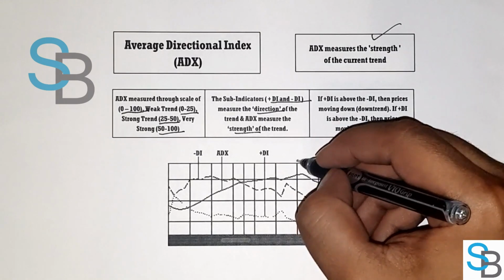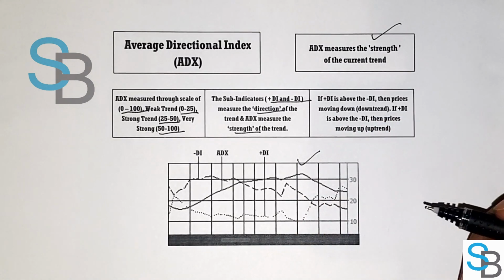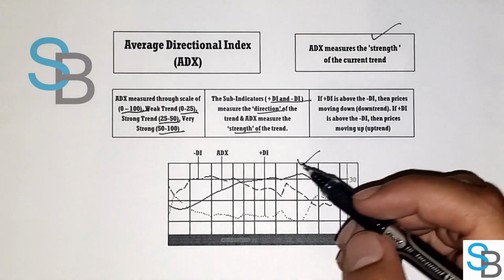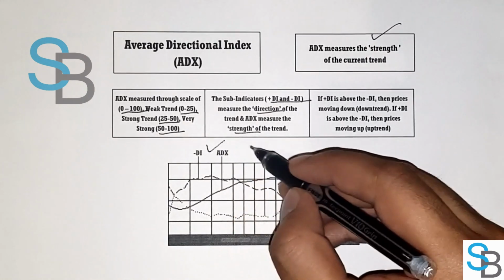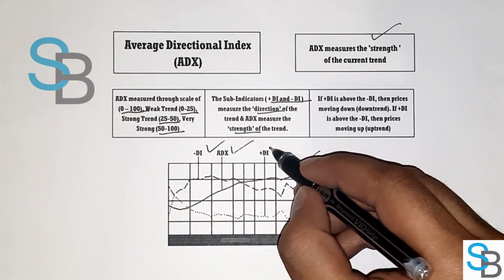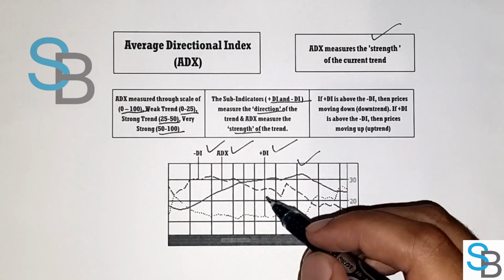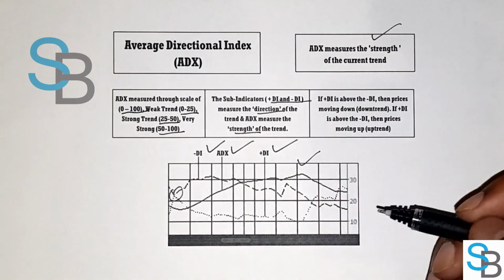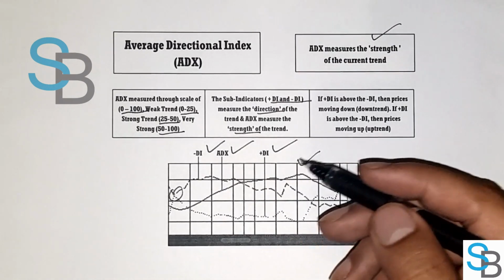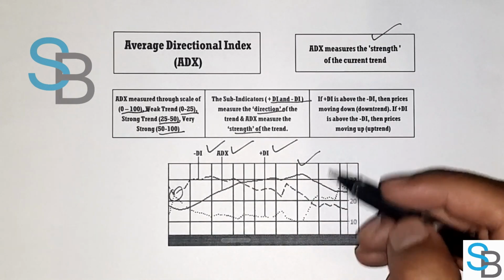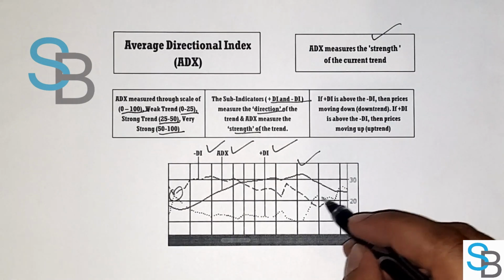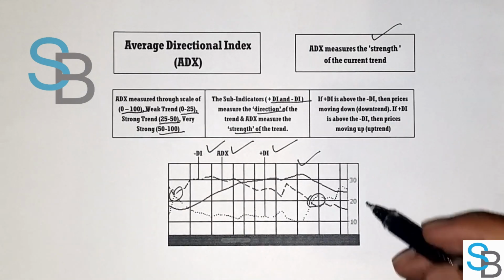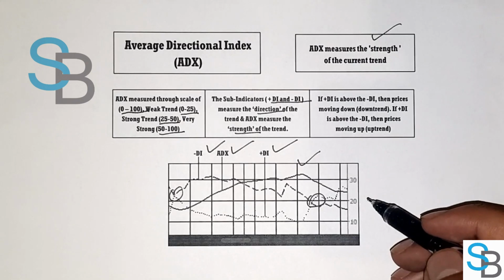Now let's come to the ADX chart as it appears on MetaTrader. As you can see, there are three lines: the negative DI, the ADX, and the positive DI. If the negative DI is above the positive DI, then the prices are moving down or there is a downward trend. If the positive DI is above the negative DI, then the prices are moving up or there is an uptrend.